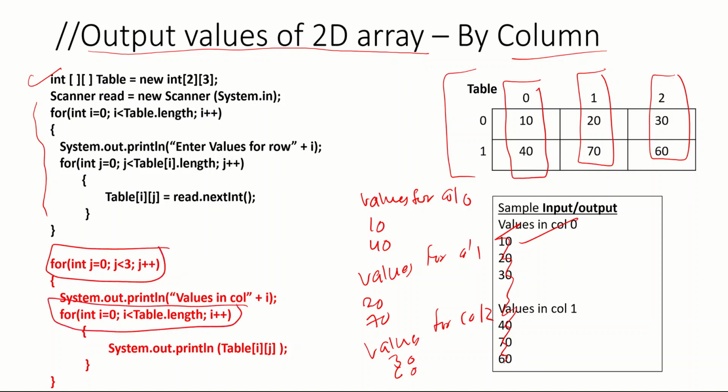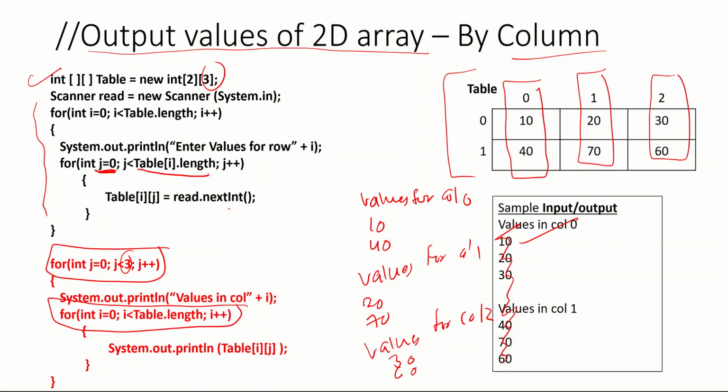One small thing: when it comes to the J, we mentioned that J starts from 0 and should go up to table[I].length. If you swap the I and J loops, we cannot have a statement like table[I].length in this for, because it will be a compiling error since I is not defined yet. That's why the solution is to say J equals 0, J should be less than the number of columns, which is 3.